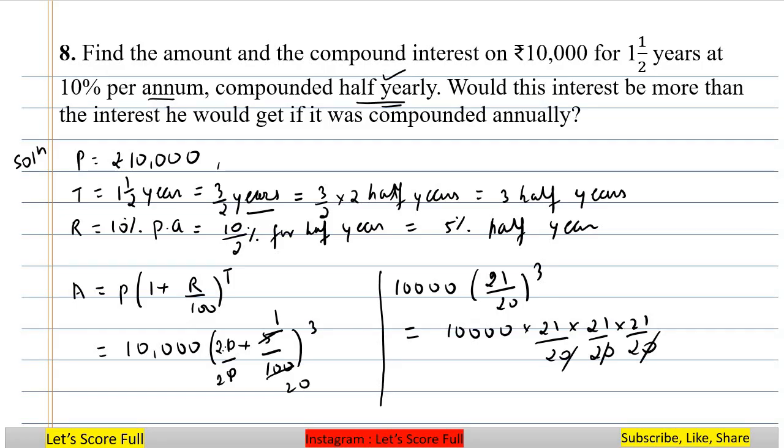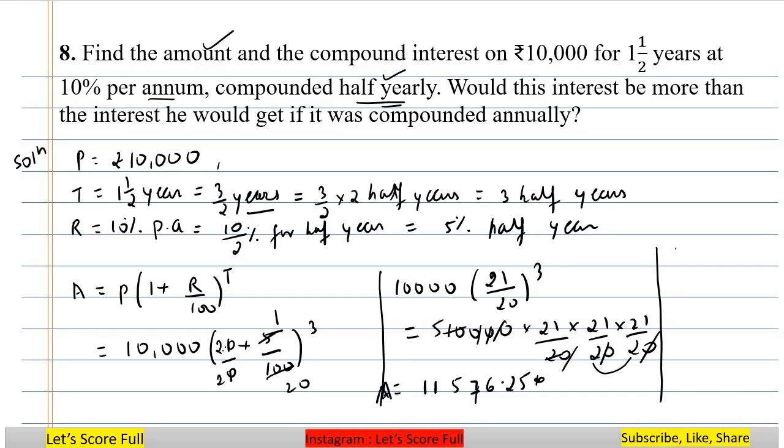Here we can cut 3 zeros from 10,000 with 3 zeros from the 20s, leaving 1s and 5s. So 5 into 21, again 21 divided by 4, right? So the answer is coming 11576.25. This is from here, so don't get confused. 11576.25 is what we were calculating, this is the amount. So we got the amount.